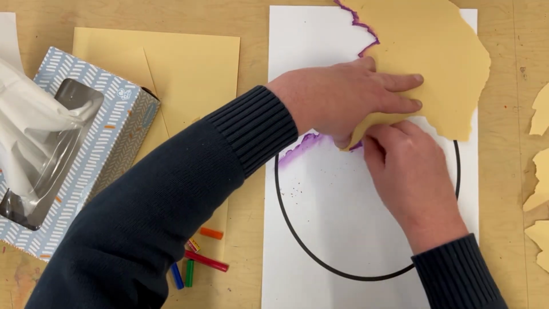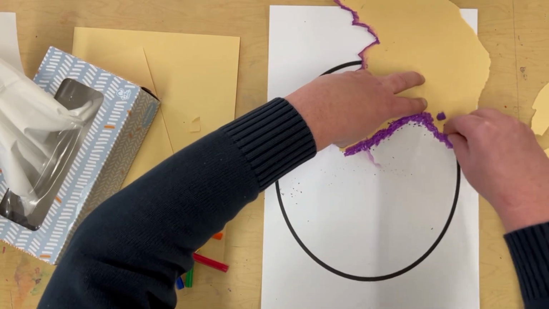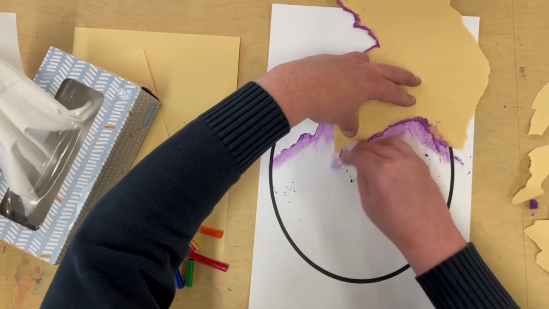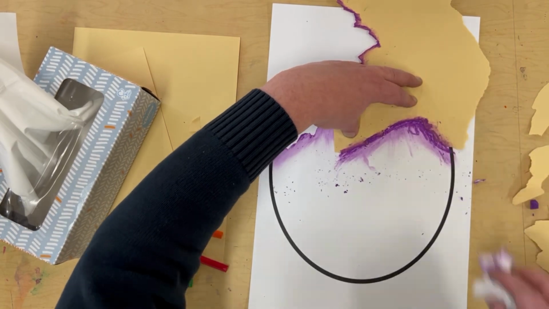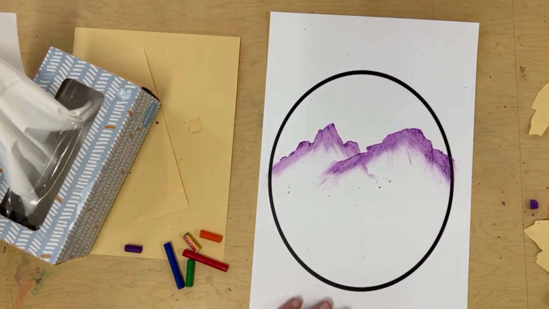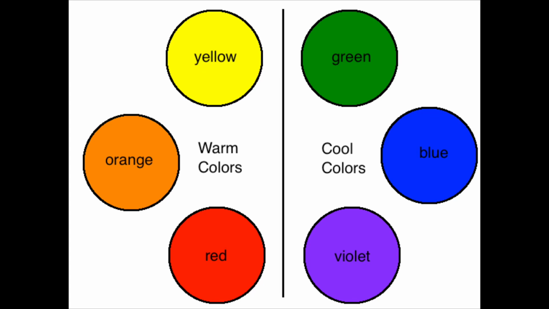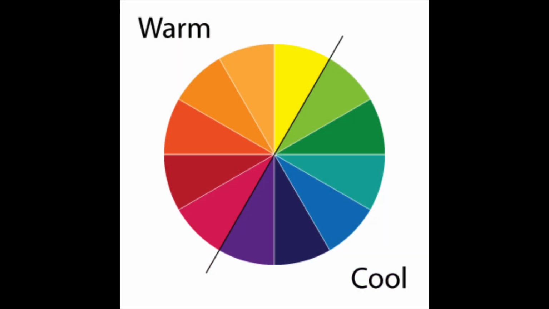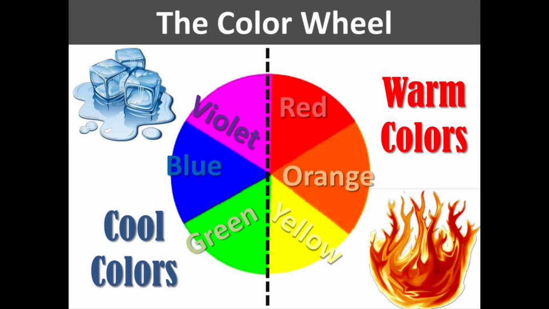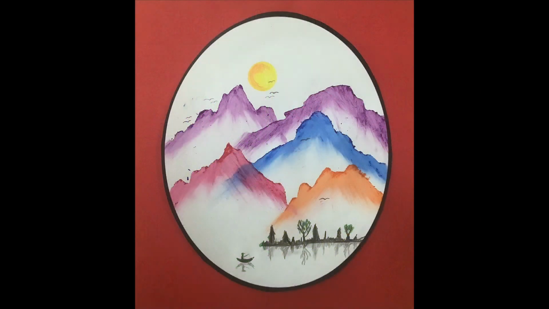Now, you're just going to keep doing this as I move down the paper, and there's a reason I use purple to start. The reason I use purple is because it is a cool color. Your basic cool colors are green, blue, and purple, and your basic warm colors are red, orange, and yellow. But you could also include all the different colors in between those as warm or cool. But if that's confusing, just remember violet, another name for purple, blue, and green are cool colors, and warm colors are red, orange, and yellow, kind of like fire colors.